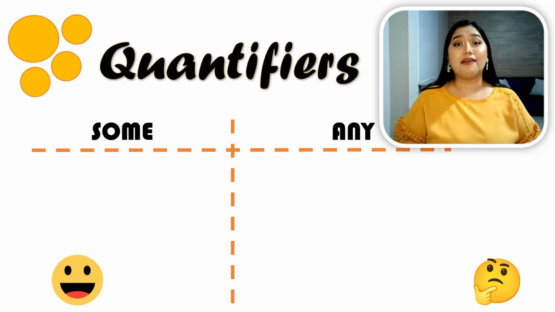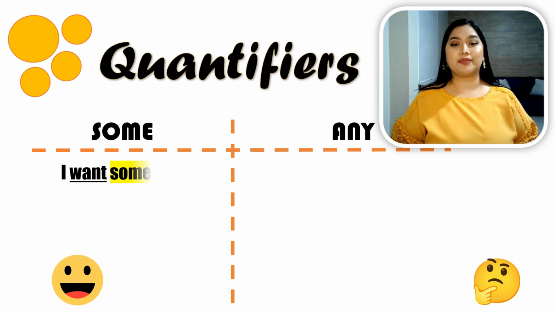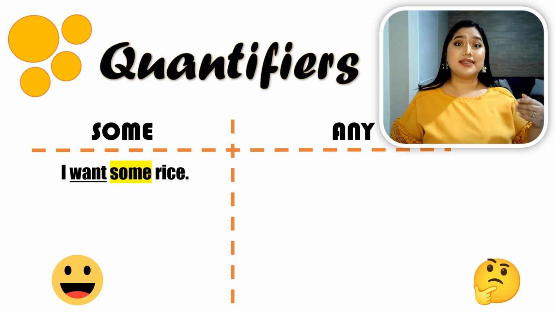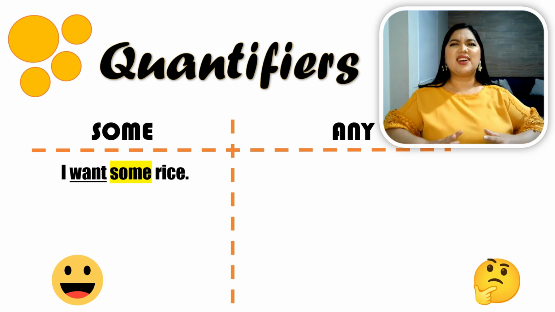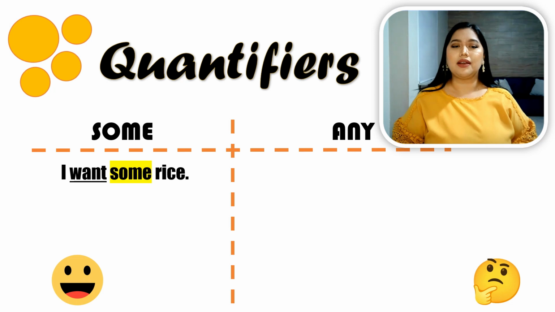Today, you're going to learn about some and any. We use some to refer to quantity, but an unspecified one. Let's see some examples. The first one is, I want some rice. So it's not a lot of rice, but it's not a little, some rice, right? I want some rice.